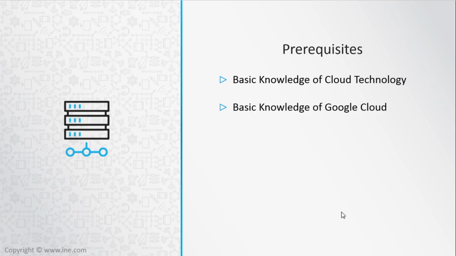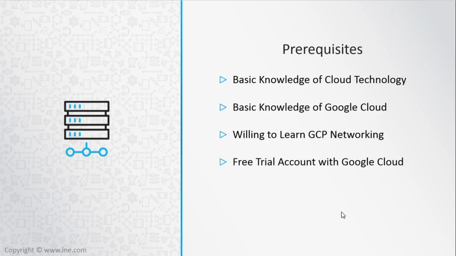Having basic knowledge of Google Cloud. This course, although it is a beginner to intermediate course, having some expertise in Google Cloud or playing around with the interface would at least get you started with learning some of the basics of cloud networking. That you are willing to learn GCP networking and that you have or will get around to signing up for a free trial account with Google Cloud.